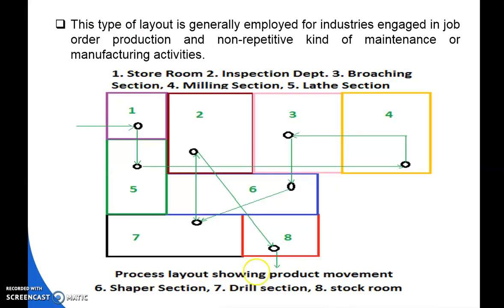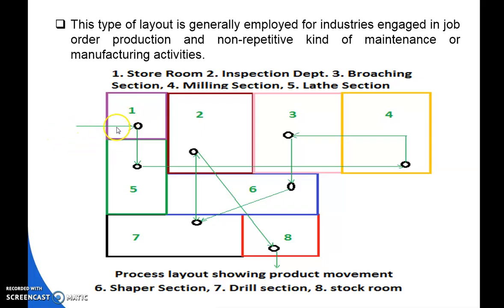This is a typical example of a gear manufacturing unit where there is a lathe section, an inspection department, a broaching section, a milling section, a lathe section, a shaper section, a drilling section, and a stock room.